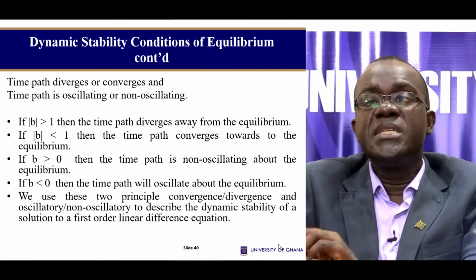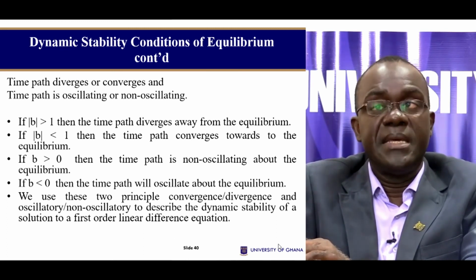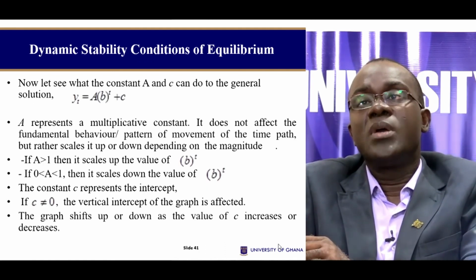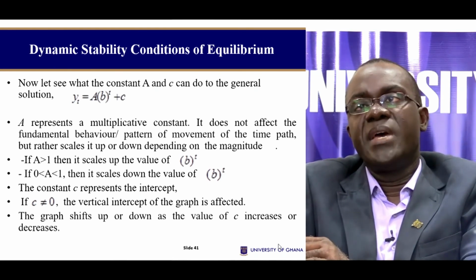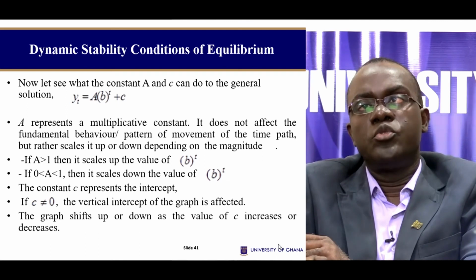In a gist, we use these 2 things to describe the time path. It can converge or diverge, or it can oscillate, or it will not oscillate. So when you look at the function over here, now what we've done is that we know the value of this function now. We are saying that this function can converge, it can diverge, it can oscillate, it can also not oscillate. Now, if we add the value here, what is the value of a going to do to this function? Notice that initially we assumed that a is equal to 1, right? Assuming a is not equal to 1.